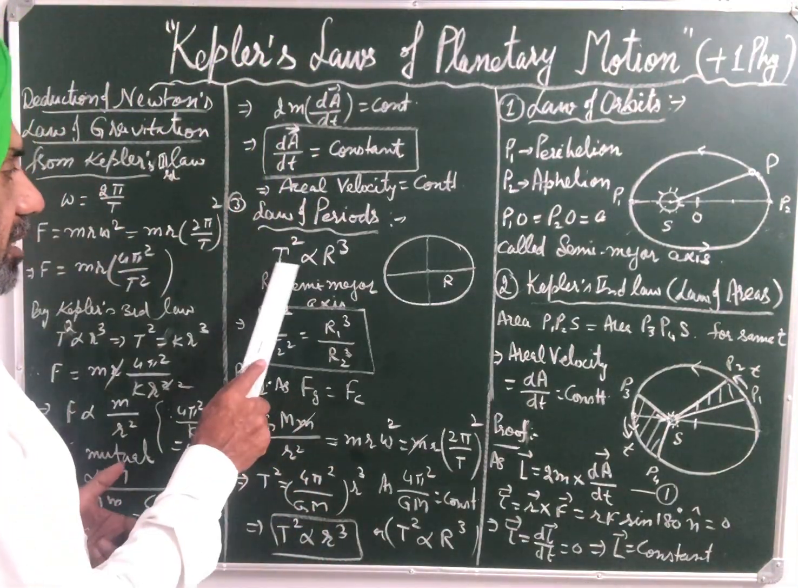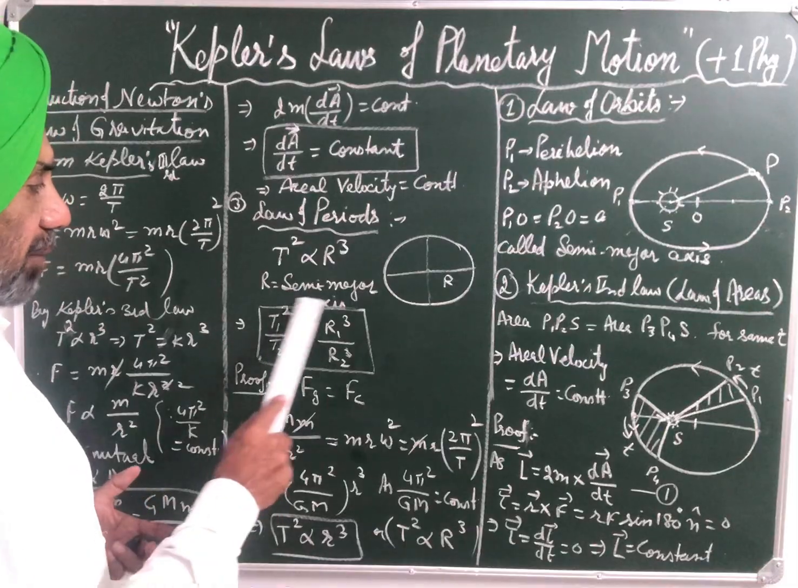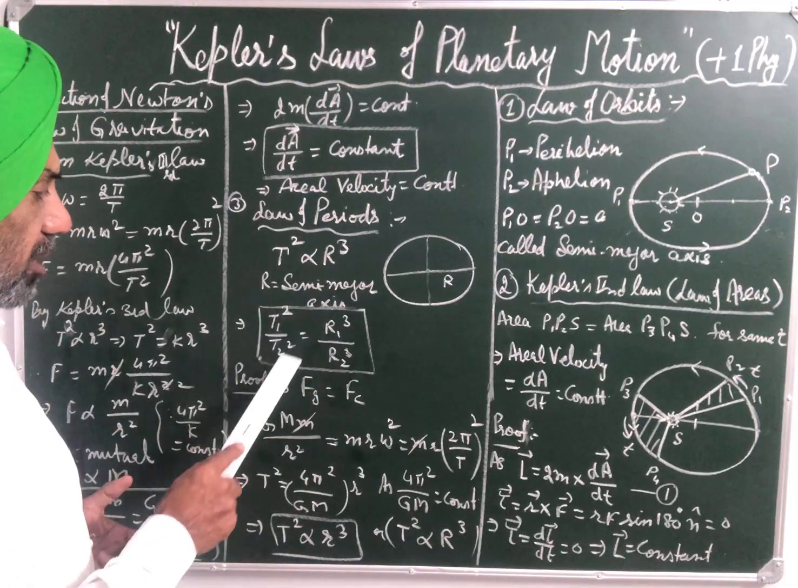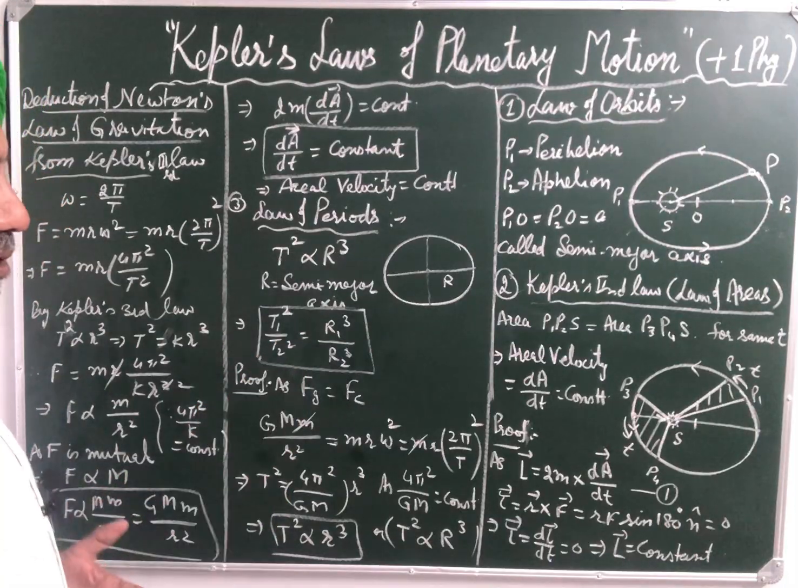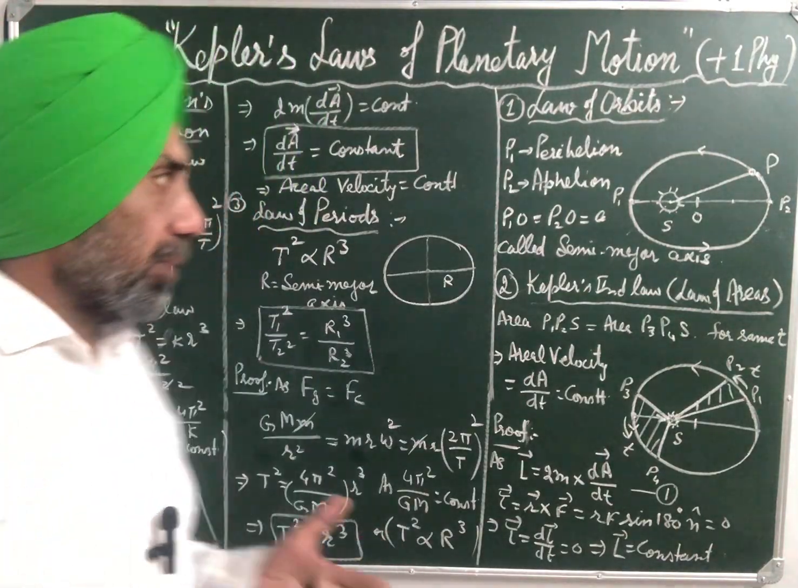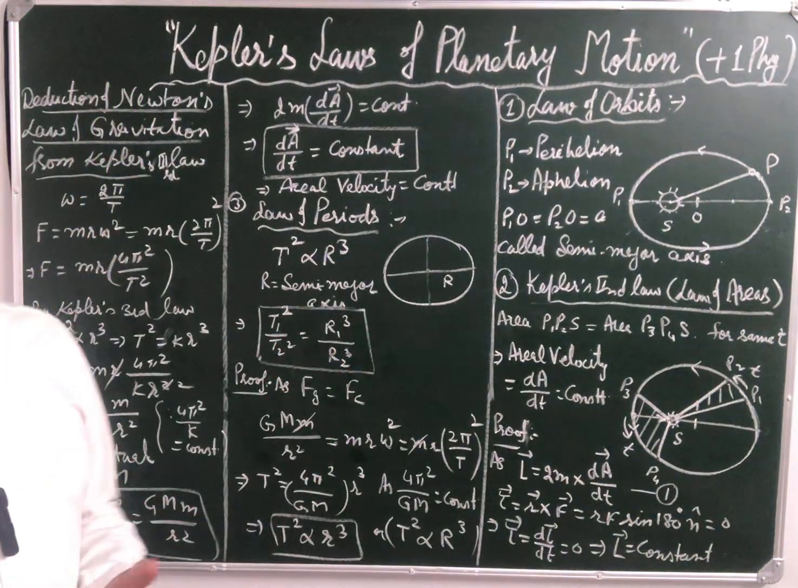That is, T squared is proportional to R cubed, where R is the semi-major axis, or you can say T1 squared upon T2 squared is equal to R1 cubed upon R2 cubed, or you can say T squared upon R cubed remains constant. This is Kepler's third law of planetary motion.